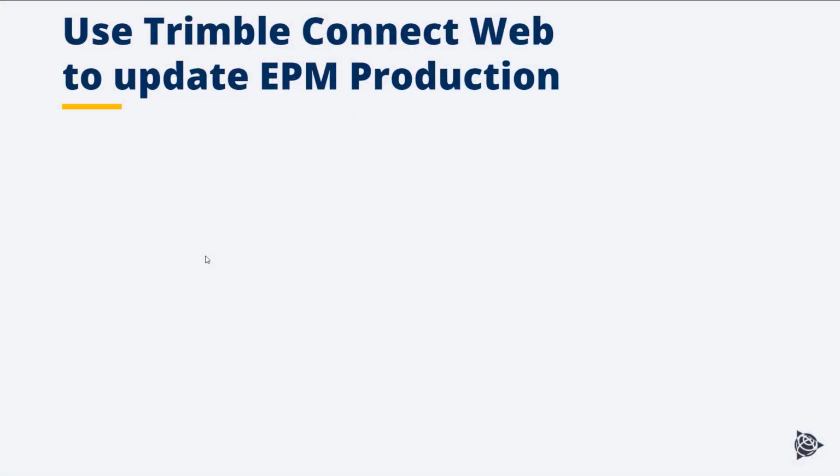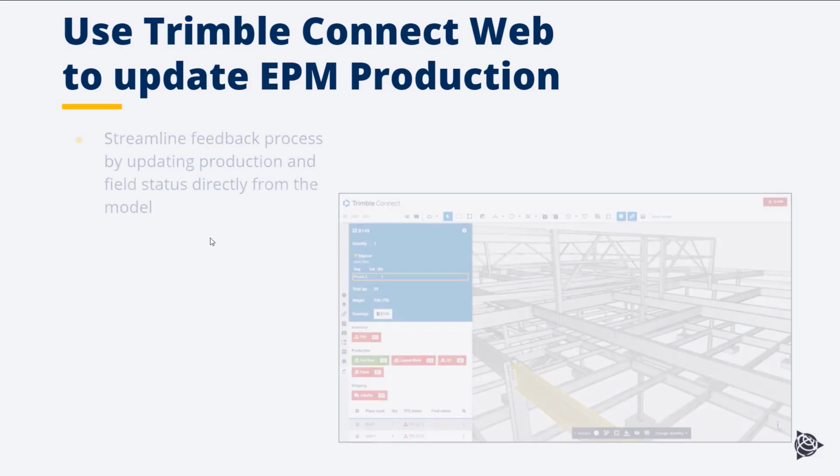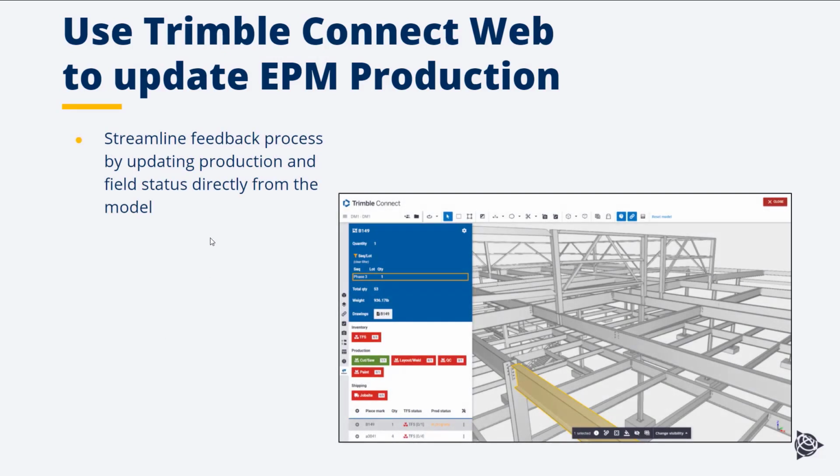the ability to update the production state and the field statuses inside EPM using the Trimble Connect viewer on the web platform. And this is something we get asked about a lot as well. And it's there to streamline your workflow. So if it makes sense to be able to update your production statuses from a 3D model instead of a list of drawings, then this is kind of the perfect tool to be doing that.